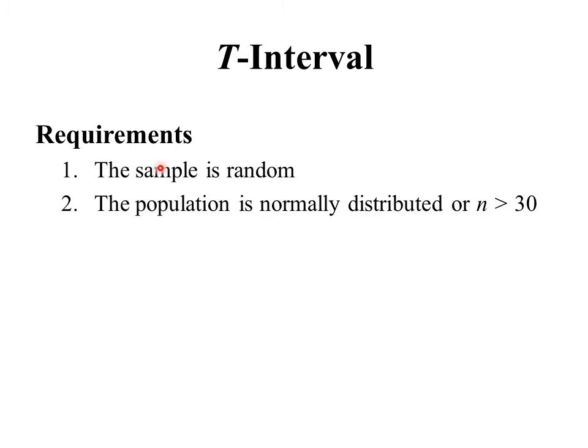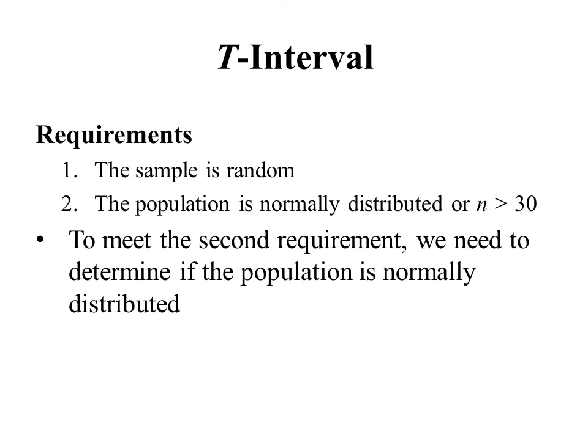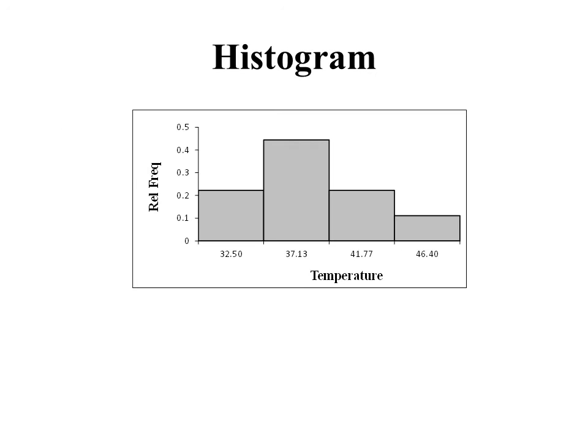So that means we need to meet the first part of this requirement in order to meet the overall second requirement. So to meet the second requirement, we need to determine if the population is normally distributed. If the population is normally distributed, then we've met this second requirement, and so we can calculate a valid t-interval. But if the population is not normally distributed, then that means we need a bigger sample size in order to meet this second requirement.